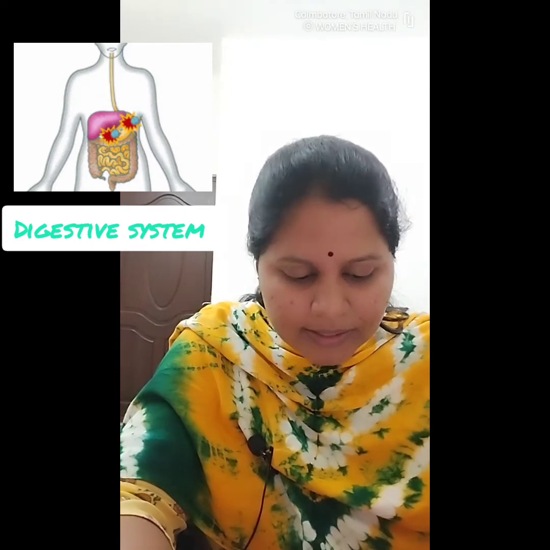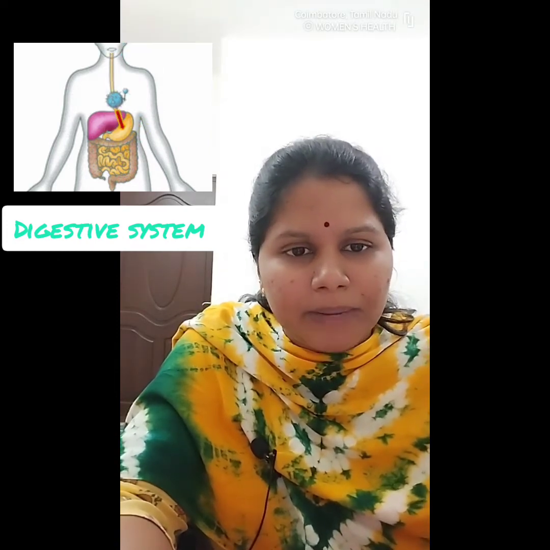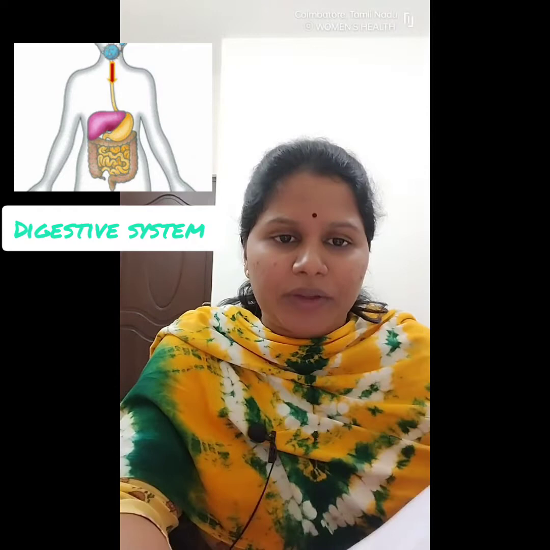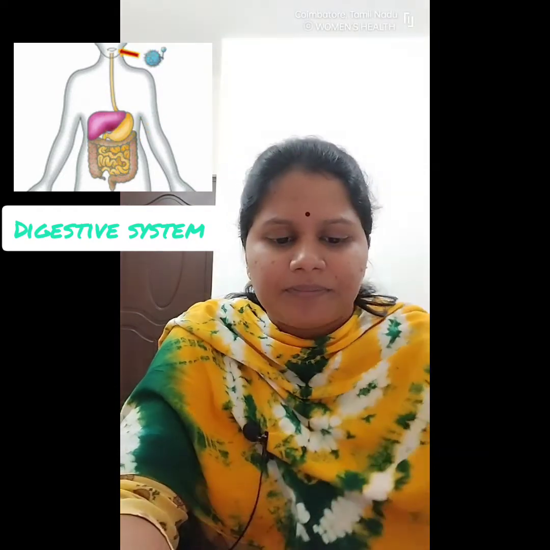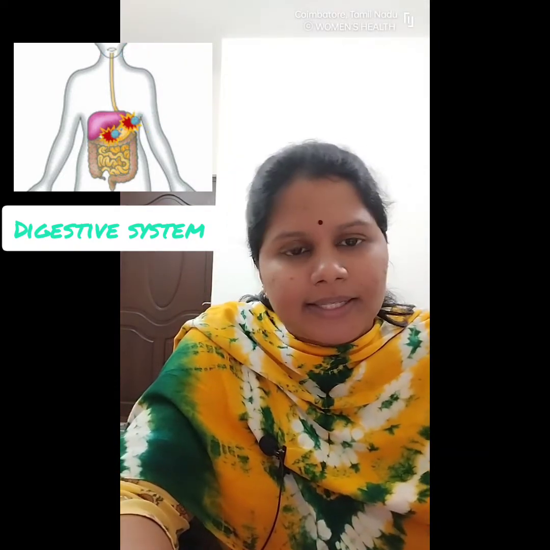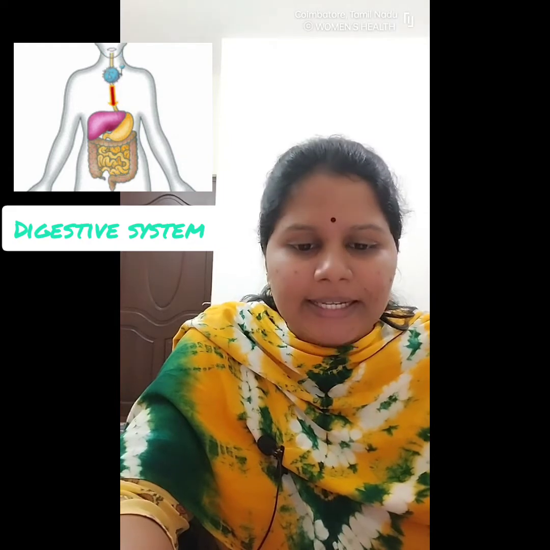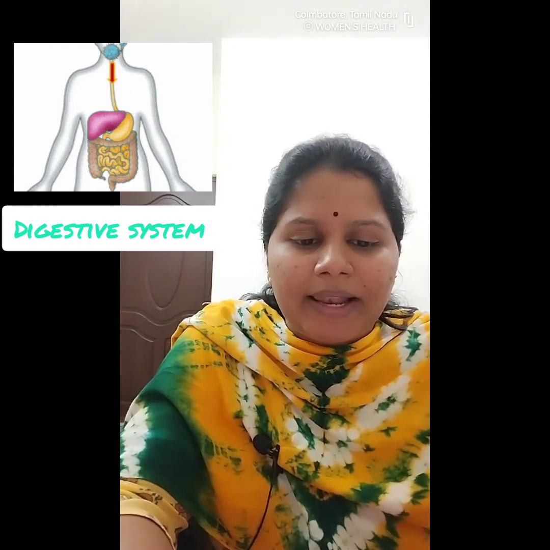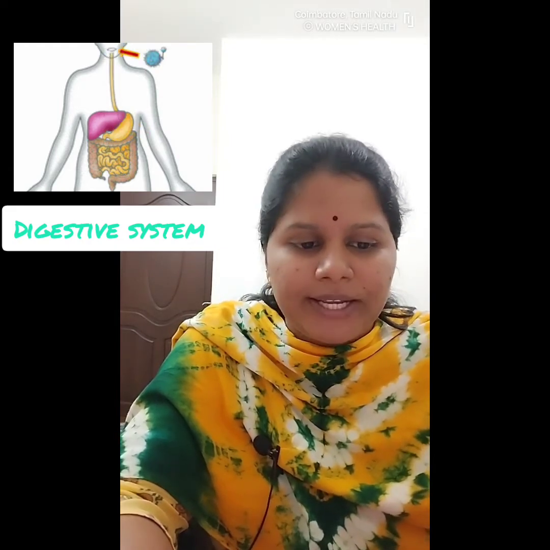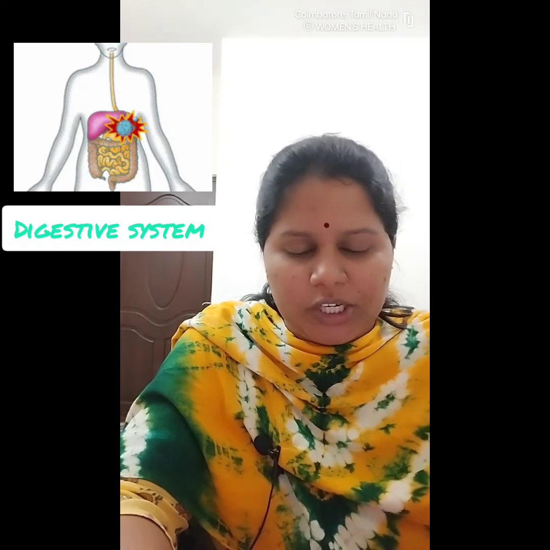Esophageal varices, there will be twisted, bulged veins in the esophageal region. Then hemorrhoids, this is otherwise called piles. There will be swollen, twisted, varicose veins present in the rectal region.